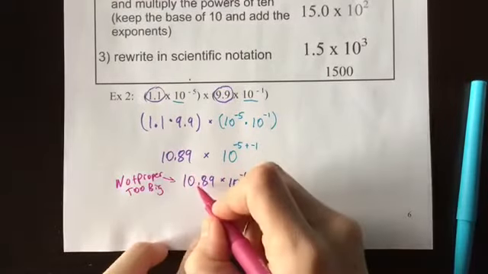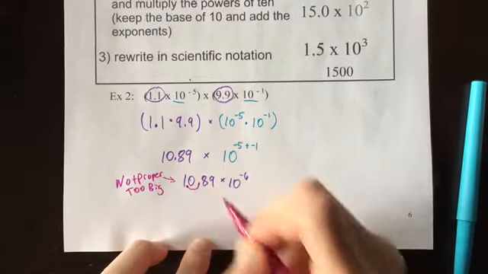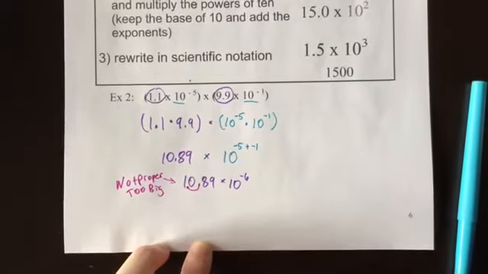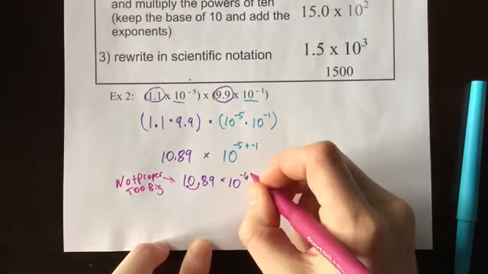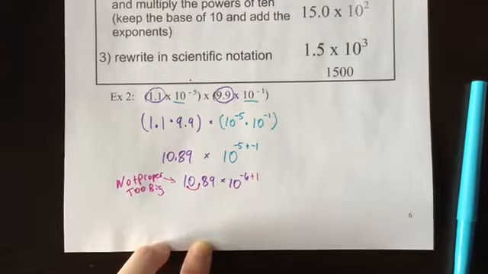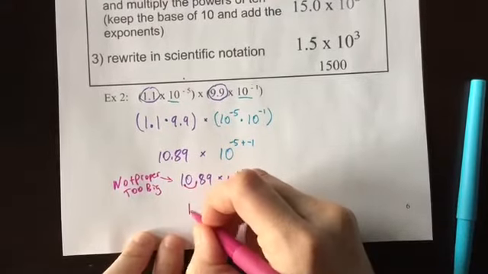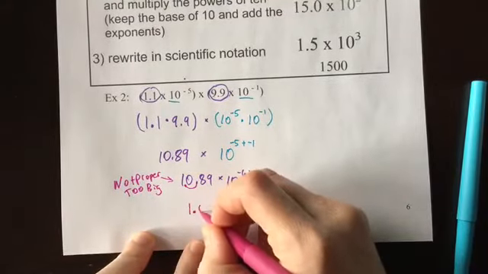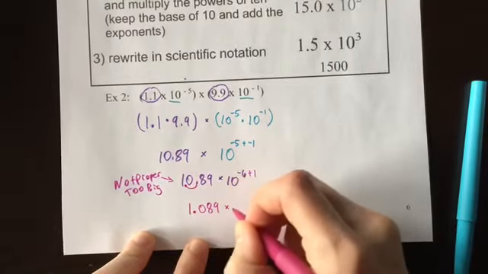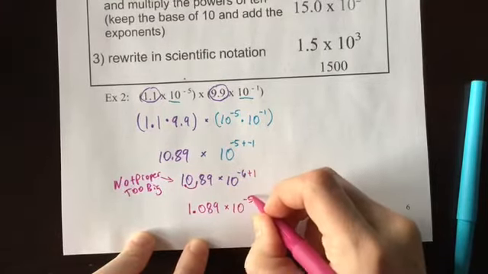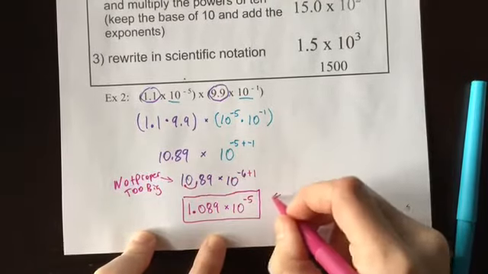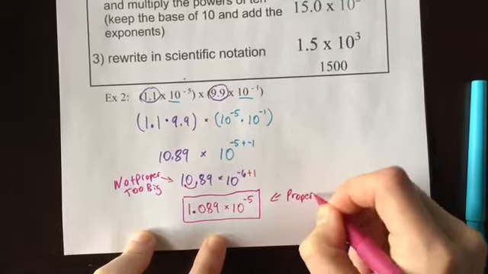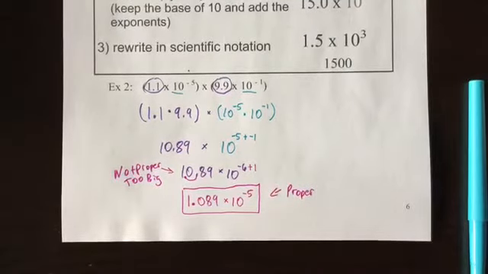So we need to move the decimal place one space to make it 1.089. Moving it one space on a significand that was too big, positive exponents, we're going to add 1. Thus making our answer in proper scientific notation form 1.089 times 10 to the negative 5th. Okay, so now that's proper. That's a final answer.